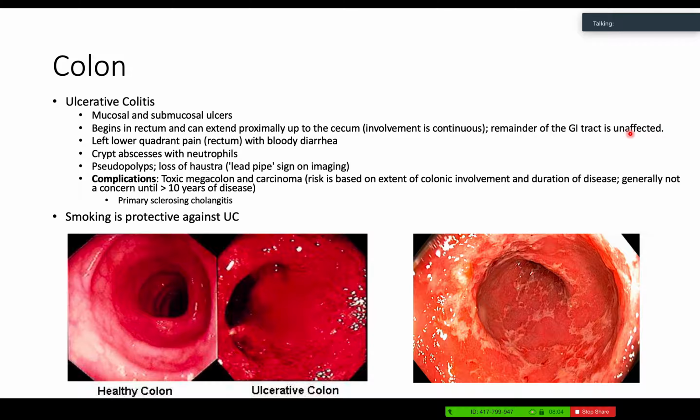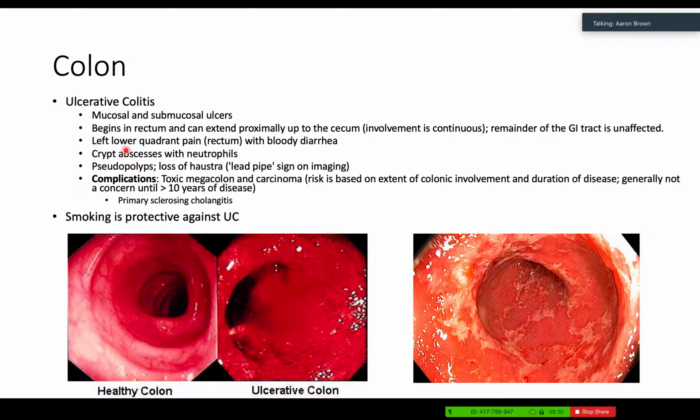So when we talked about Crohn's disease, we said that one of the things that help us identify that it's Crohn's disease is we may see ulcers around the lips. We may see inflammation of that terminal ileum or other places in the GI tract. With ulcerative colitis, we just see from the rectum all the way to the cecum. It's just involving the colon, okay? And it's going to be a continuous inflammation.